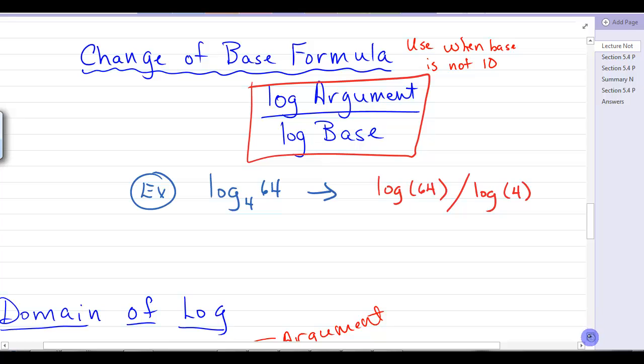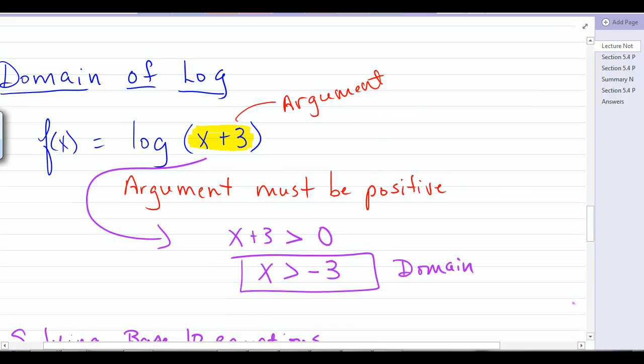Next part here is about the domain of a log, and remember we said the argument, this thing that we're going to take the log of, has to be positive. So you take that piece inside here, set it greater than 0, and solve it. So in this case, we would subtract the 3, and we get x is greater than -3. That's the domain.